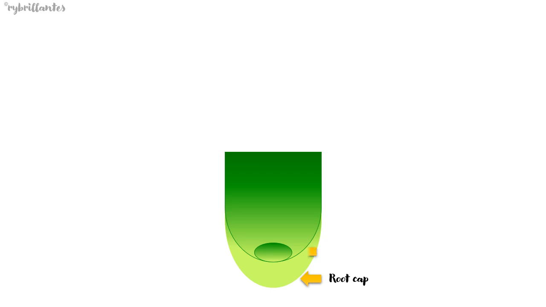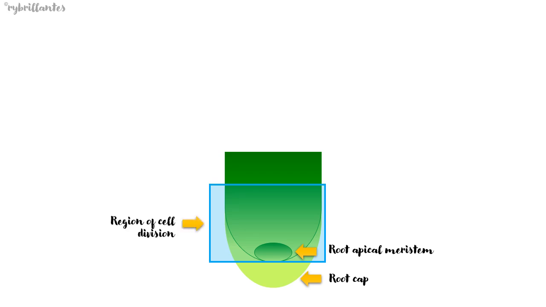The root apical meristem divides to form new cells, and the region of the root enclosed within the blue block or rectangle is referred to as the region of cell division. The region of cell division includes the root apical meristem as well as the transitional meristems, which you already know previously, and these are protoderm, procambium, and ground meristem.